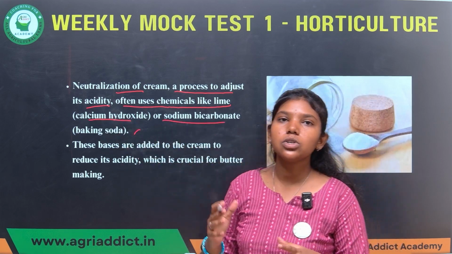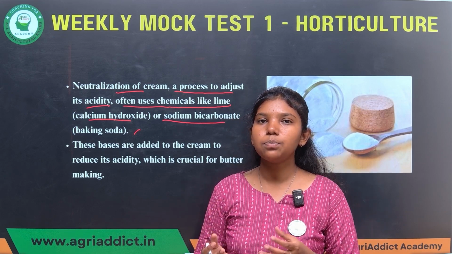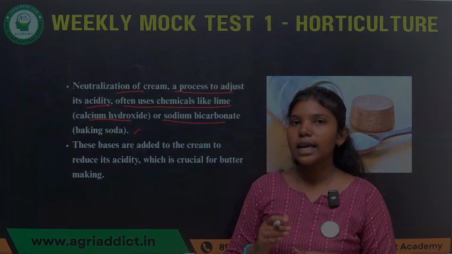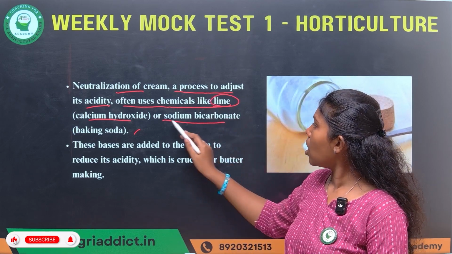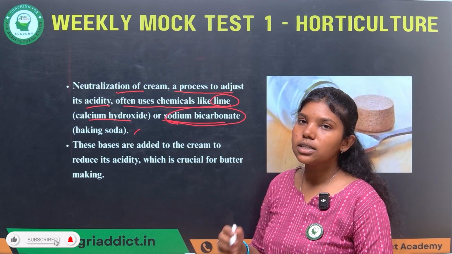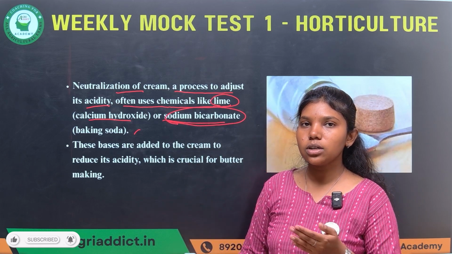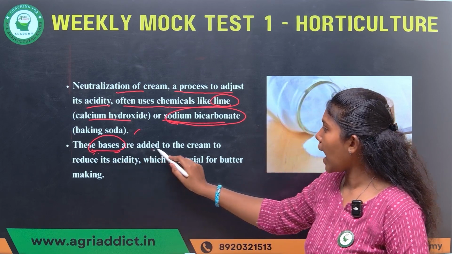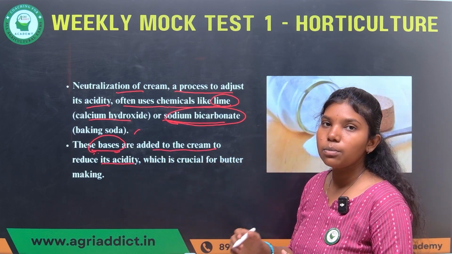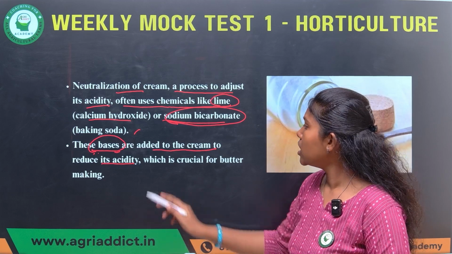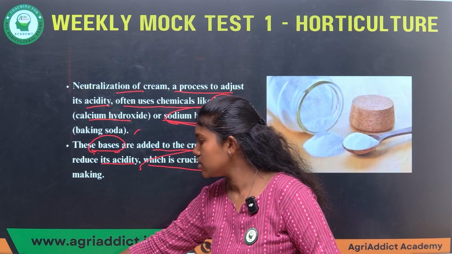First of all, what is neutralization of cream? Neutralization of cream is nothing but adjusting the pH of a cream to neutral value. It is done by adding salt like lime or sodium bicarbonate. It is done to reduce the acidity, thereby bringing neutrality to the cream. These bases are added to the cream to reduce its acidity, thereby bringing the pH to neutral level, which is crucial for butter making. We'll go to the next question.